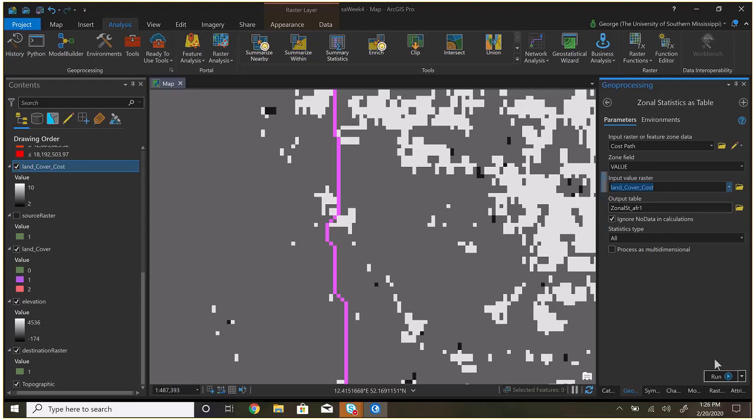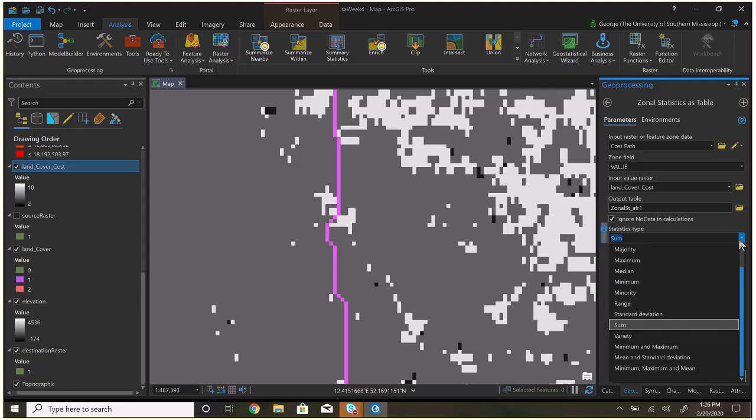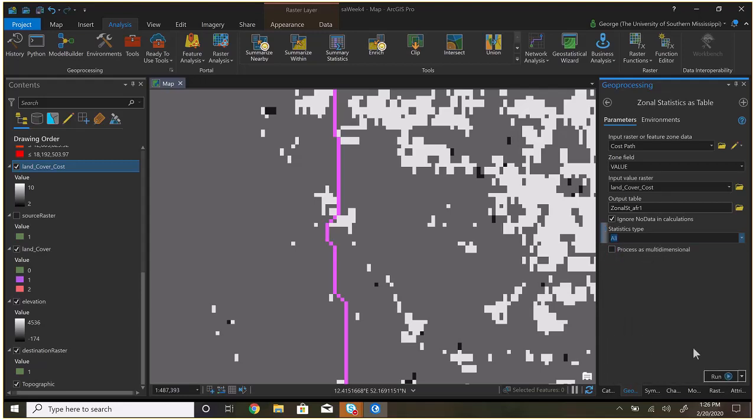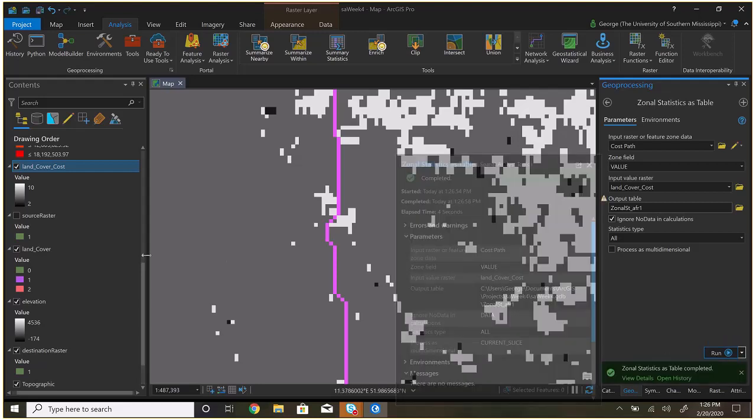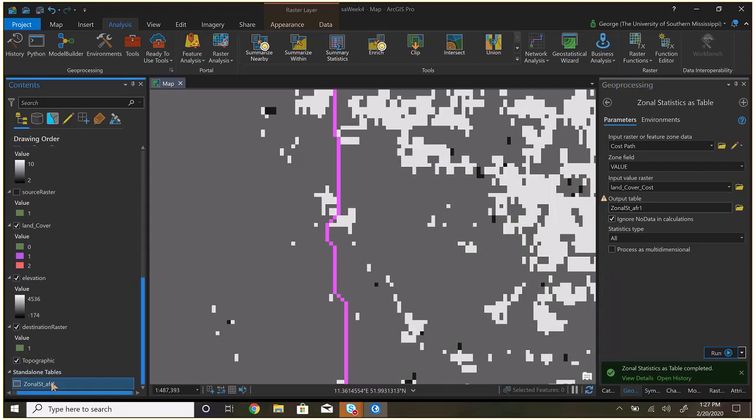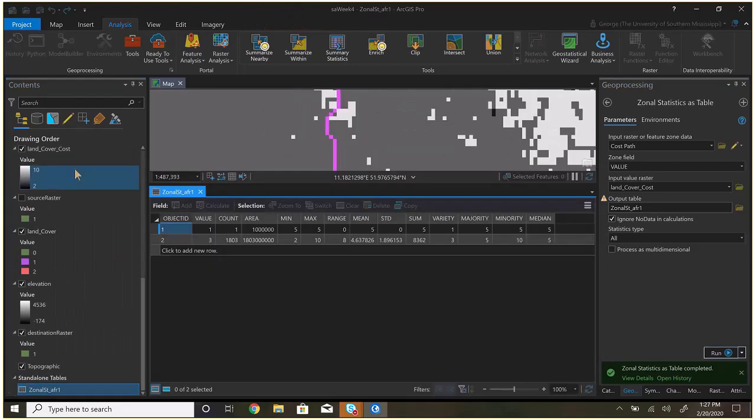You do that twice. So now we're going to run this. You could change this just to sum if you wanted to, but you can leave it on all. All will give you the sum. Either way, you run it, and then once that's done, you can look and see what that value is. Okay, so here is the sum. Mine's going to be a different number than yours because I just did land cover cost. But you're going to have that value right there, and that's the total cost for traversing that path.